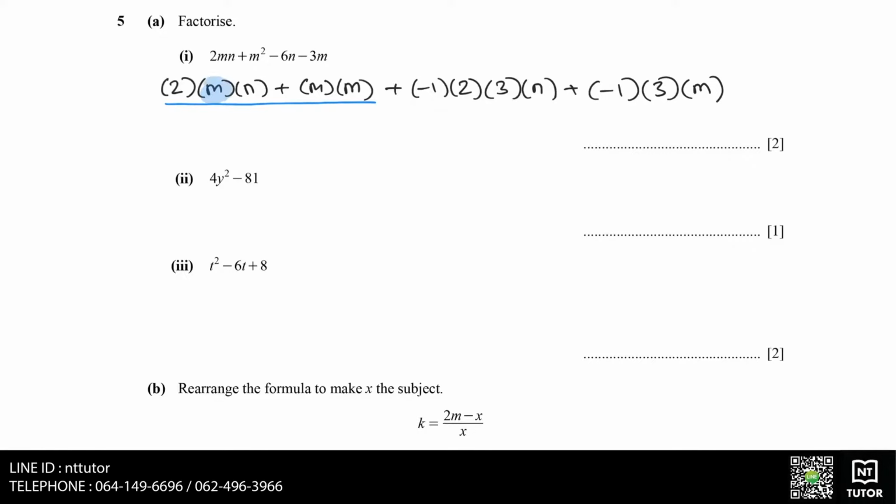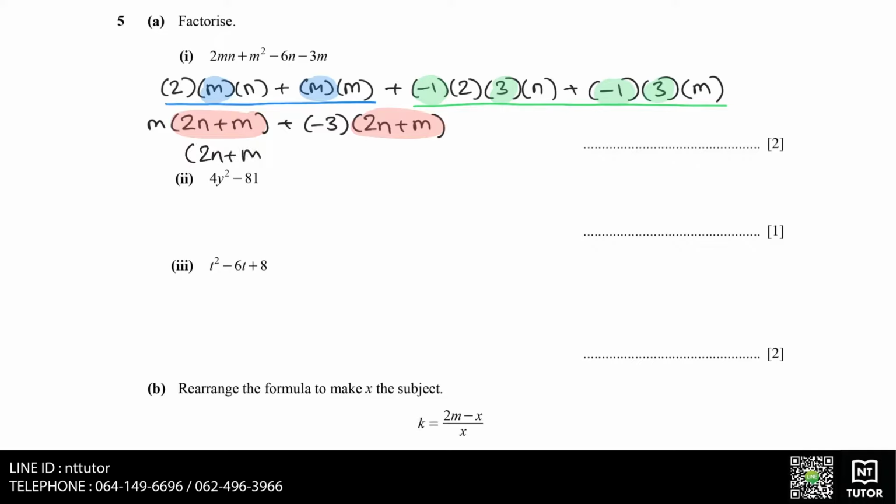So we can take out the common factors in the first two and take out the common factors in the second two. We can take out m from the first two and we can take out minus 3 from the second two. After we take these common factors out, we have two terms, and both terms have the common factor 2n plus m. Therefore, we can also take out 2n plus m from both of these terms.